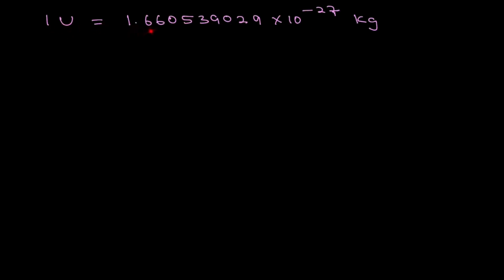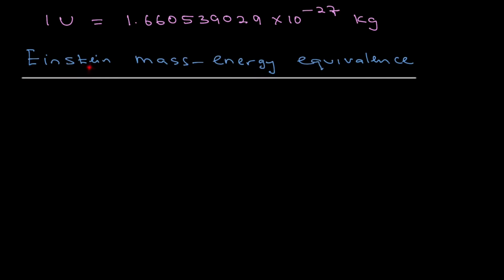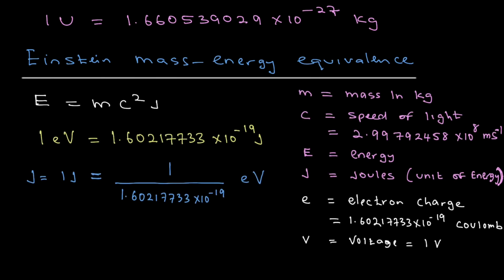1U equals 1.660539029 times 10 to the power minus 27 kilogram. Now to look at Einstein's mass-energy equivalence. That means we're converting the amount of mass into energy. So we're going to use Einstein's energy equation, E equals mc squared, and also 1 electron volt, which equals 1.602177733 times 10 to the power minus 19 joules. So I need to divide both sides by this value.